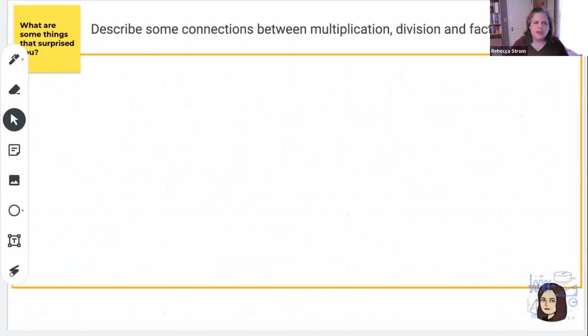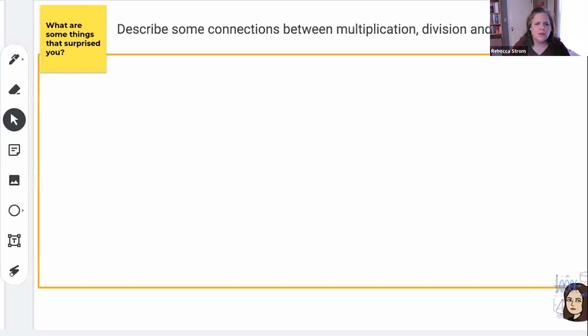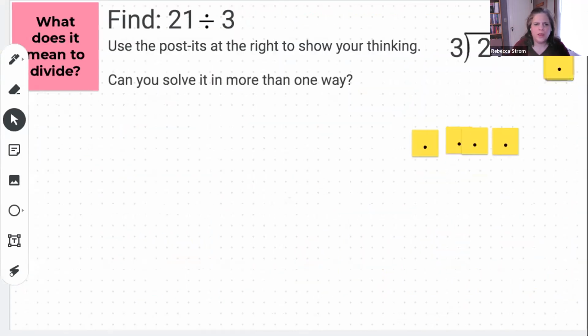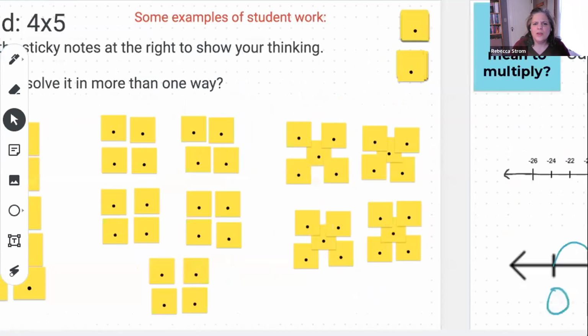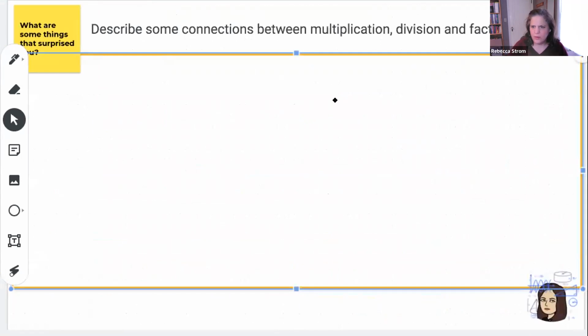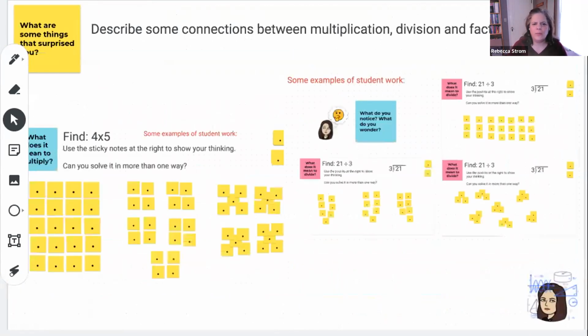So then this conversation happens about what are some connections you see between multiplication and division? Looking at those past pages, what did you notice? So we did some number lines, we did some groups and arrays. When we put them side by side, what do you notice about the patterns on the left and the patterns on the right? Right, we're grouping and ungrouping.